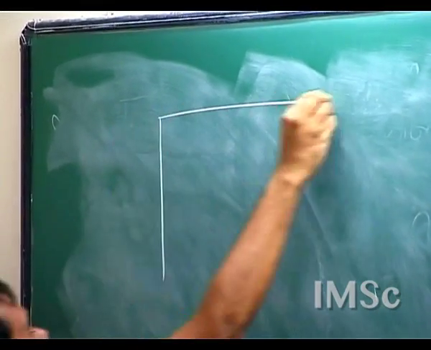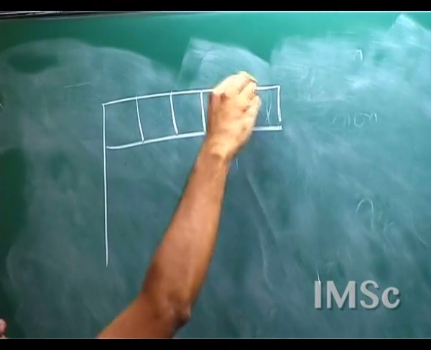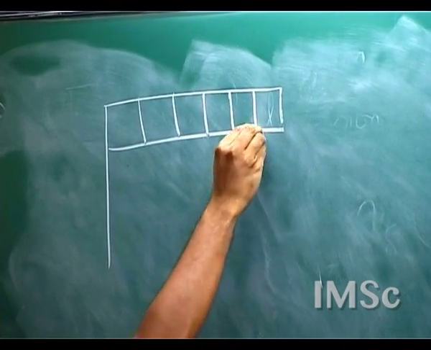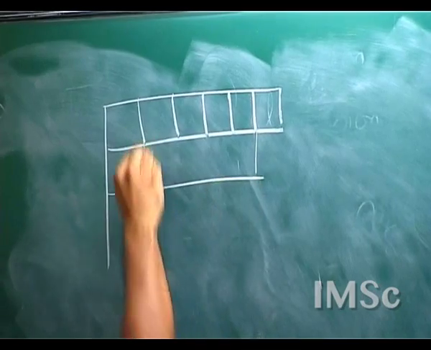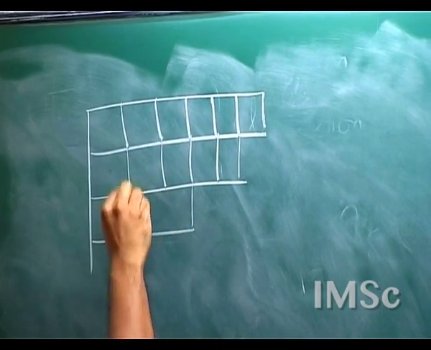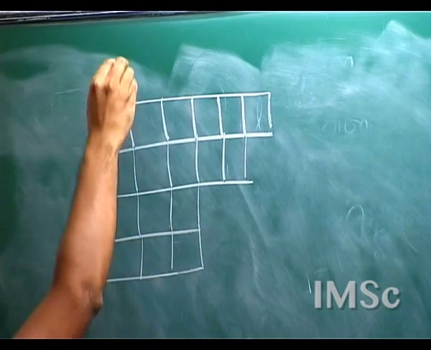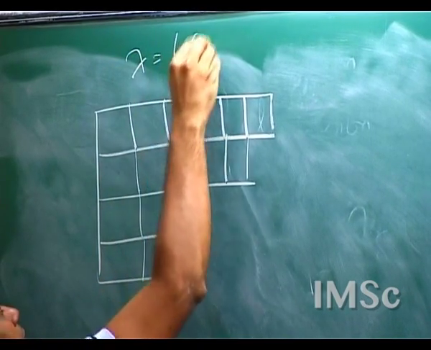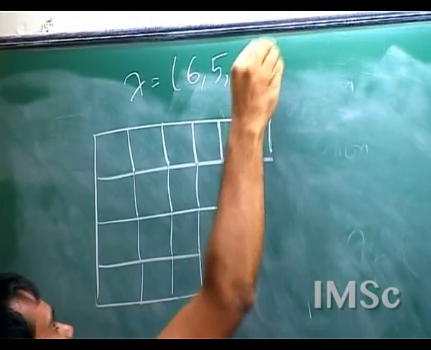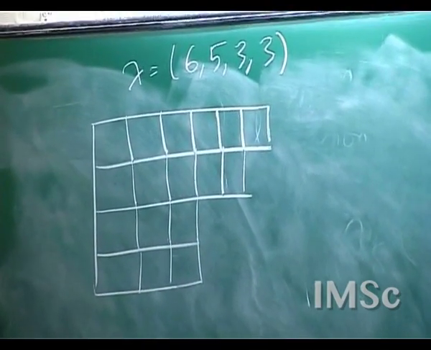So let's say, that has 6 boxes in the first row, 5 boxes in the second row, 3 boxes in the third row, and 3 boxes in the fourth row. So this is the Young diagram for lambda equals 6, 5, 3, 3. Now this is a partition of 17, right?